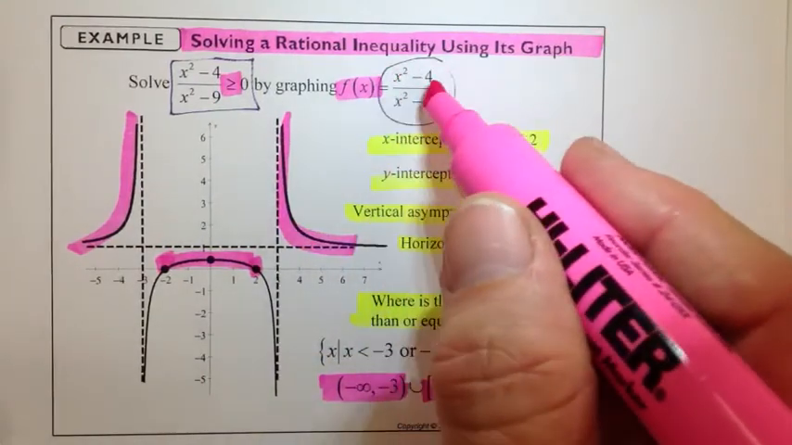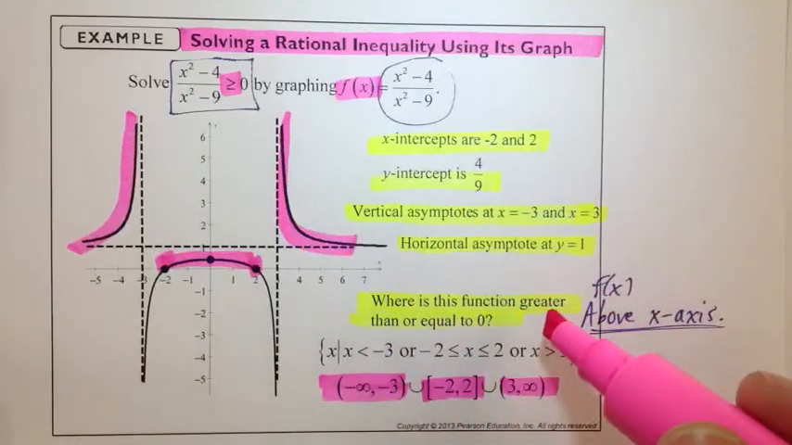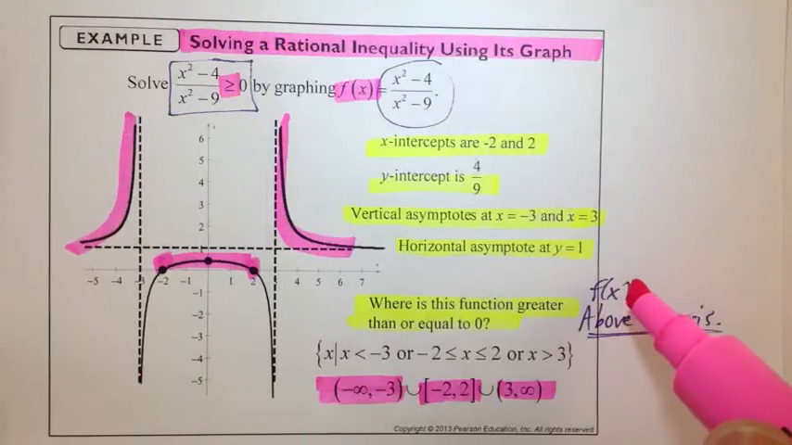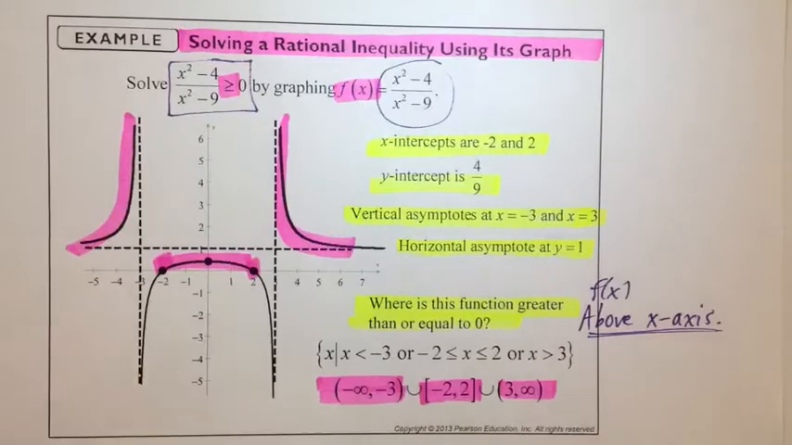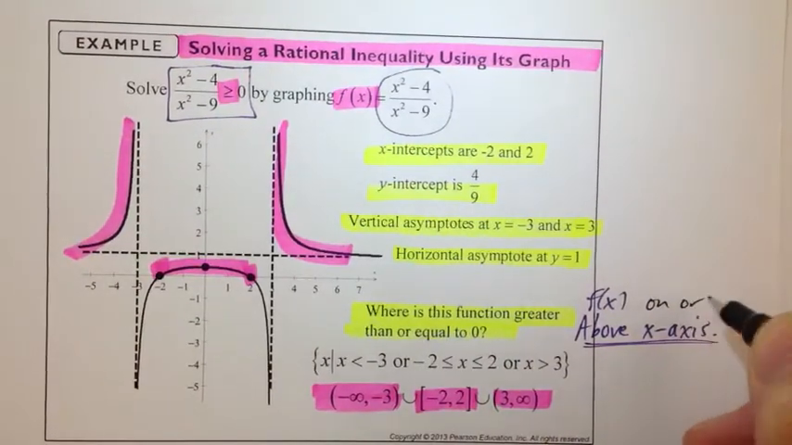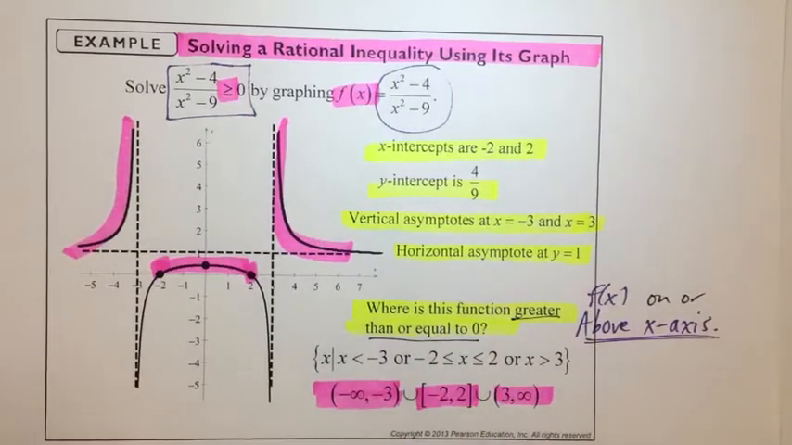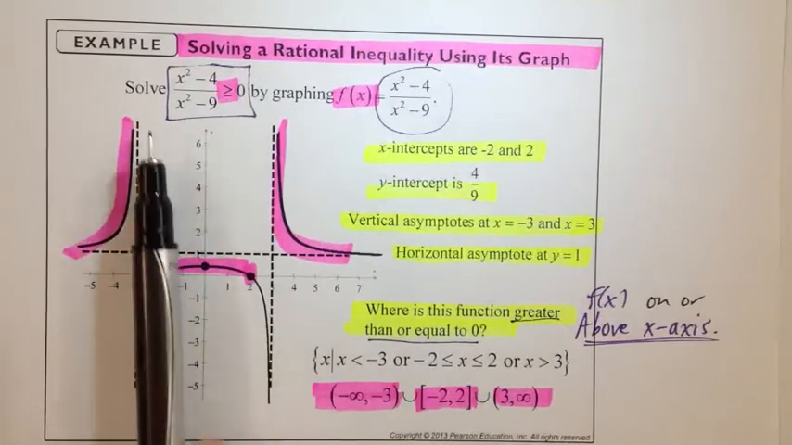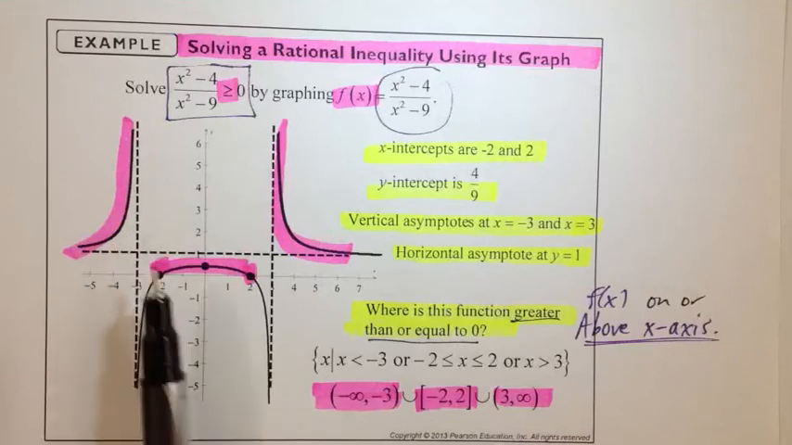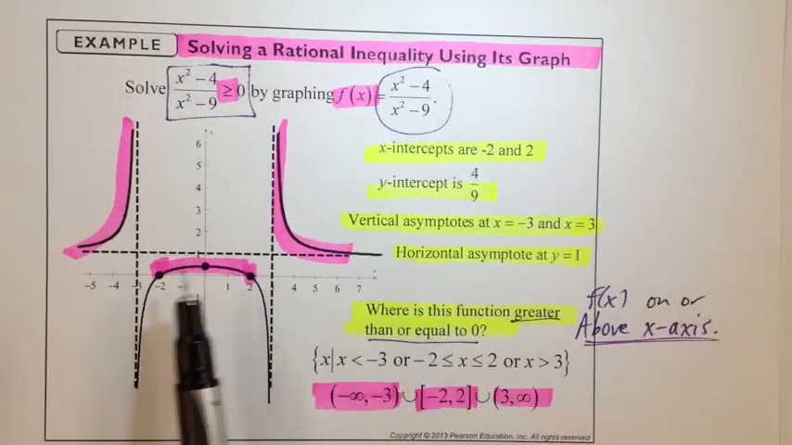We go ahead and graph the corresponding function, and we look and see where the function is greater than or equal to 0, keeping in mind that that means the function itself is on or above the x-axis. We can see that that occurs over the interval from negative infinity to negative 3, not including negative 3 because we have a vertical asymptote there. But also on the interval from negative 2 to 2, including the endpoints, because of greater than or equal to, so we get to include the x-intercepts.